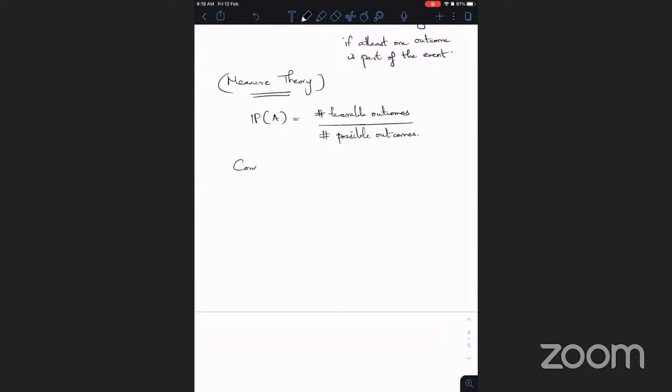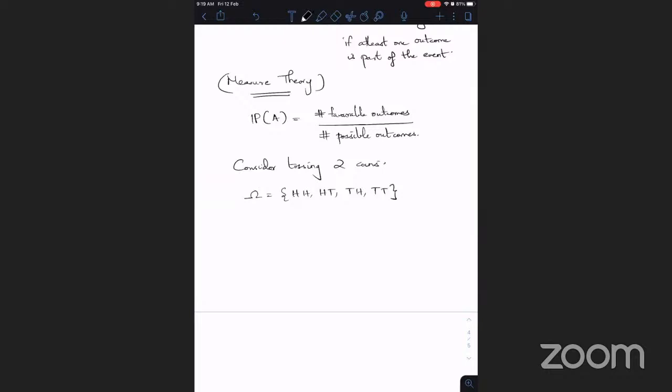To understand this better, let's look at a concrete example again. So consider tossing two coins. Let's assume for now that these coins are fair. That is, the chance that you would get a head is equal to the chance that you would get a tails. And if you're tossing two coins, what are the possible outcomes? The sample space would be heads-heads, heads-tails, tails-heads, or tails-tails. All right.